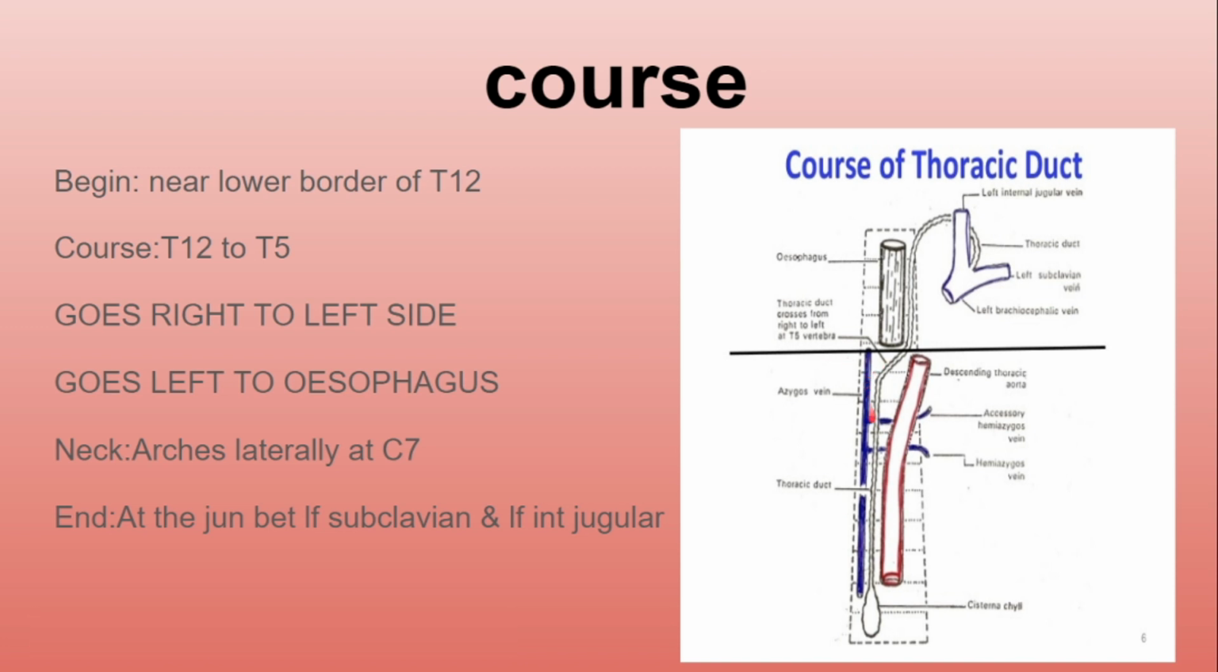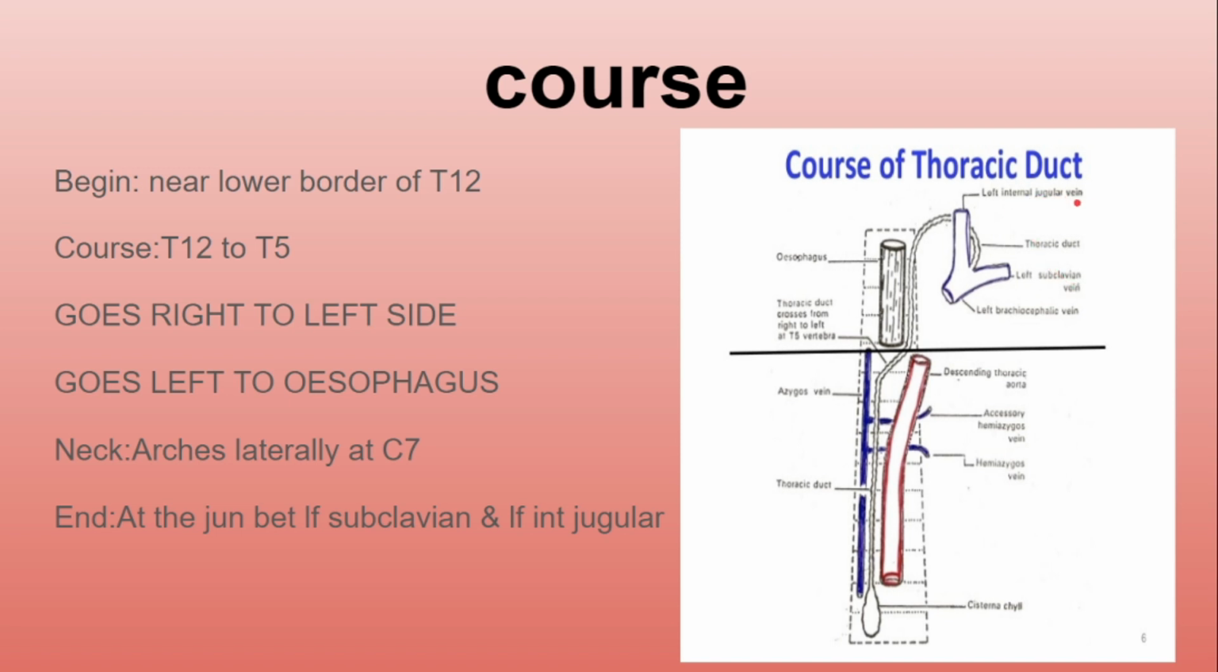Now this blue colored thing is the azygous vein. This is the accessory hemiazygous vein, a tributary of the azygous vein, and this is the hemiazygous vein, again a tributary of the azygous vein. This is the descending thoracic aorta. This is the esophagus. This is a branch of the superior vena cava. The superior vena cava actually has two main branches, the right and left brachiocephalic veins. The brachiocephalic vein further divides into two branches, the subclavian vein and the internal jugular vein. So this is that portion.